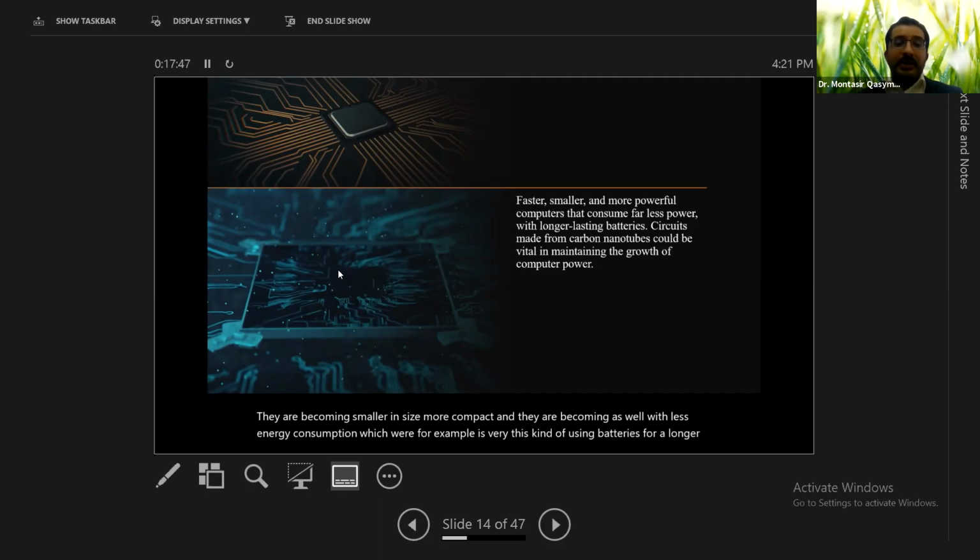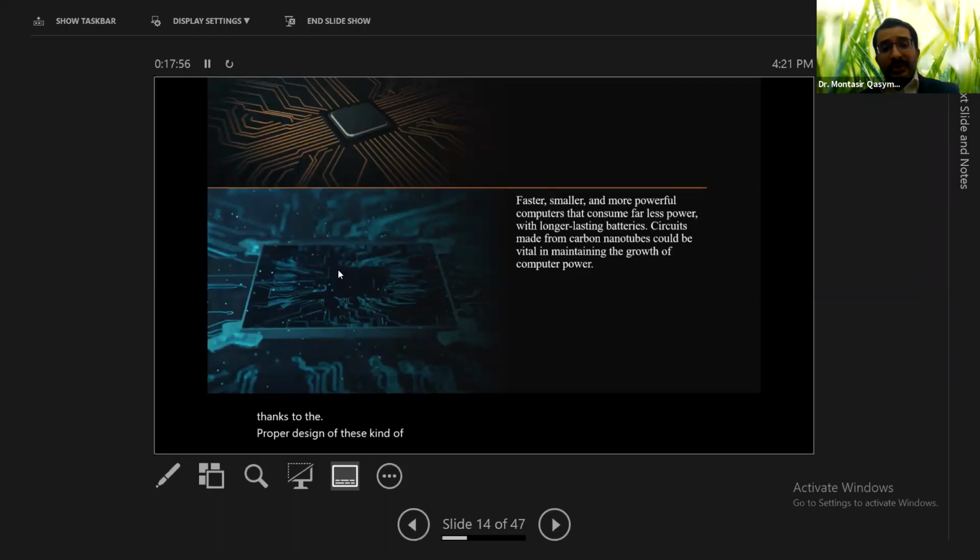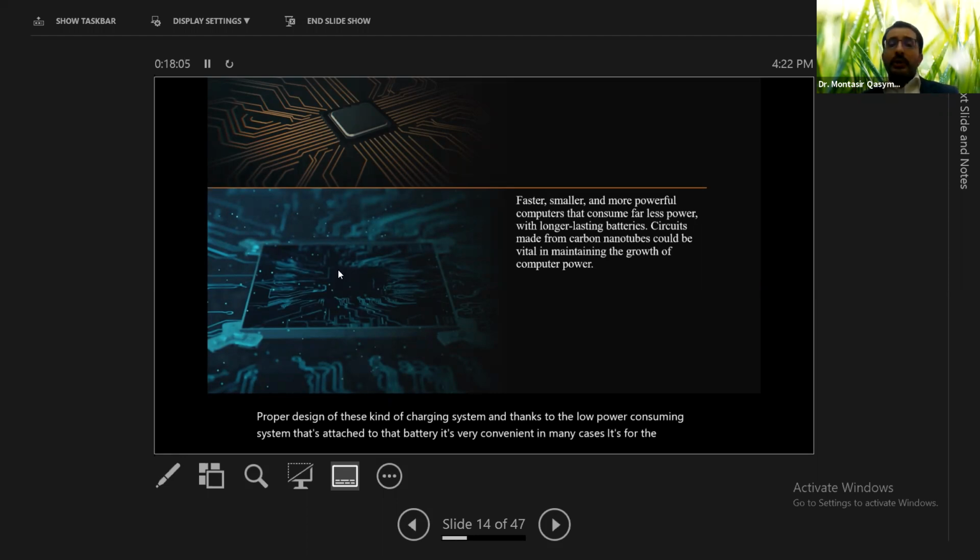We are having nowadays batteries that last for a long life, for 40 years, for 60 years, thanks to the proper design of these kinds of charging systems, and thanks to the low-power consuming system that's attached to that battery. It's very convenient in many cases. It's for aerospace applications where you don't have the opportunity to look after the charging system and replace these batteries. It's important for sensing systems where you need to land your sensor in a harsh environment and so on.